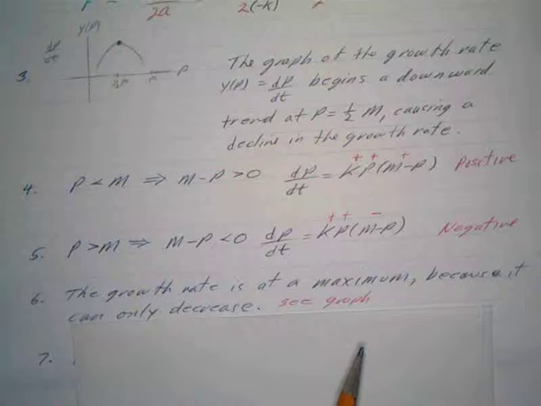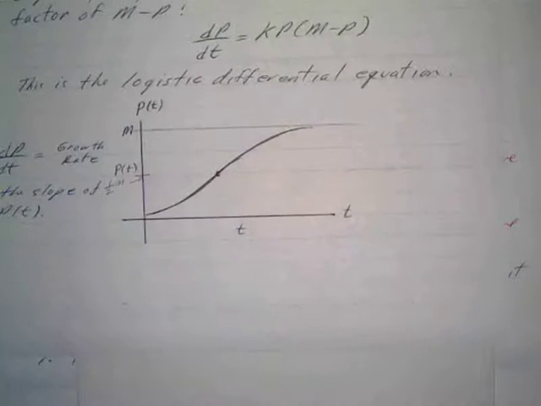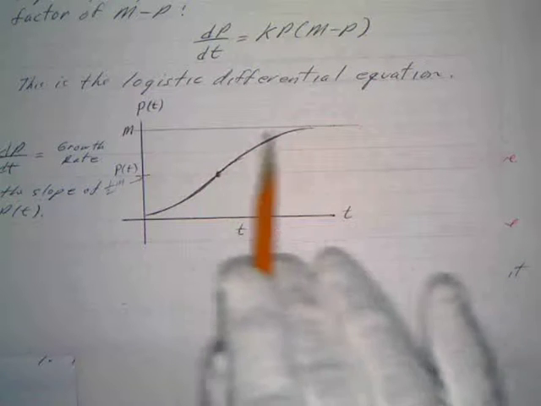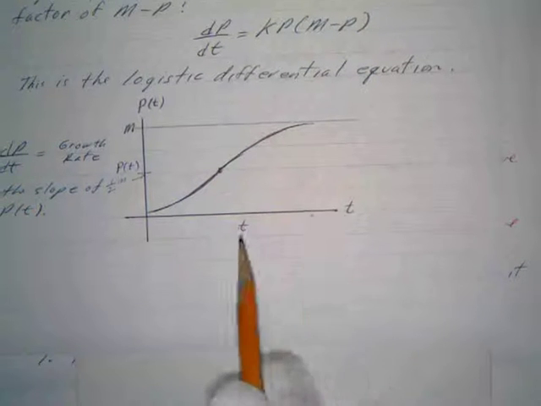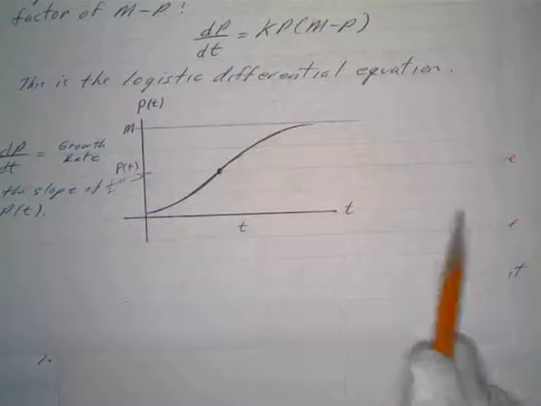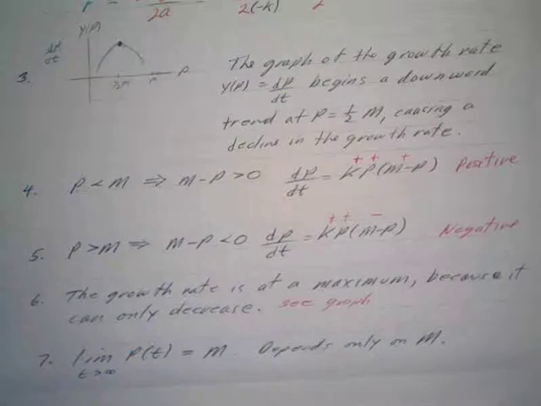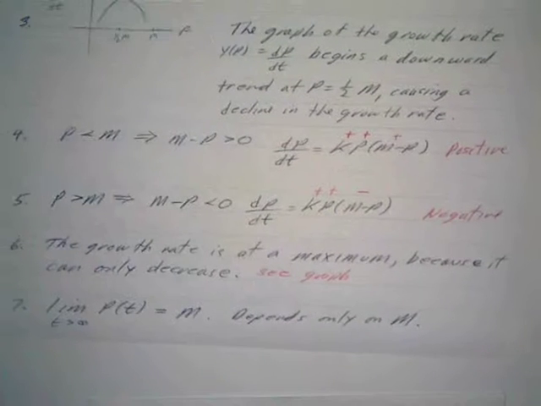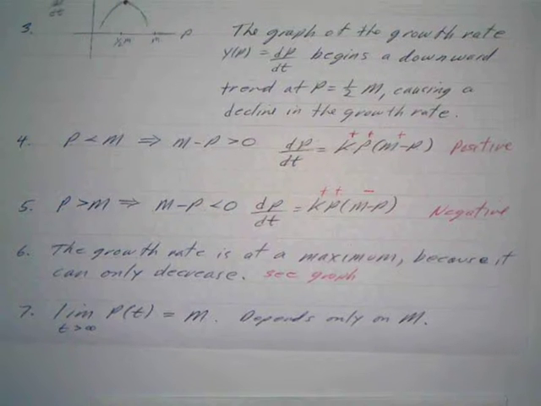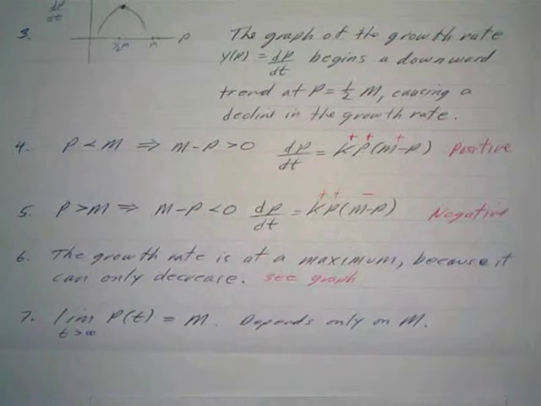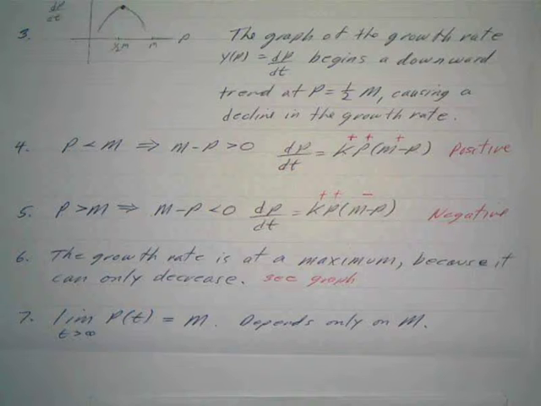And the last one, number 7: what is the limit as t approaches infinity of the population, and does it depend on the initial population? Well, if you take a look at this, we do have a horizontal asymptote, which is m. So as t approaches infinity, this is approaching what? M. So I can say that the limit as t approaches infinity of the population equals m. There's nothing else in there. It doesn't depend on p. It's always going to approach m, so it depends only on m.